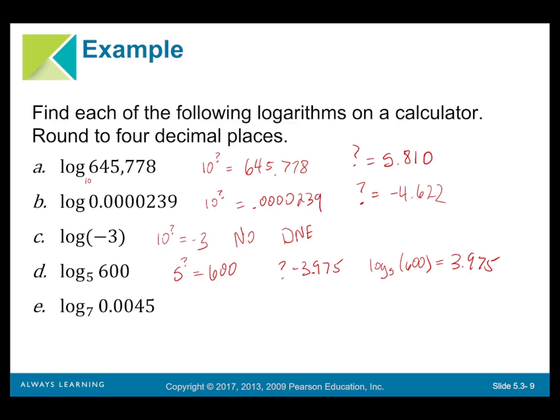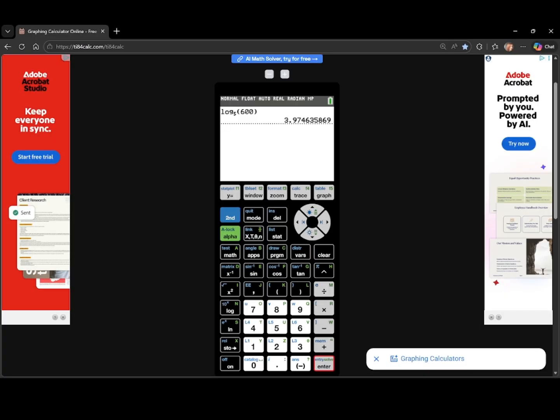So I like to rewrite it to think about, okay, my base to what number gives me what I'm looking for, but in reality, to properly write it down, we want to say log base 5 of 600 equals 3.975. Let's do one more, log base 7 of 0.0049. So I go back to math and I go down to my log base 7 of 0.0045. That's negative 2.777.